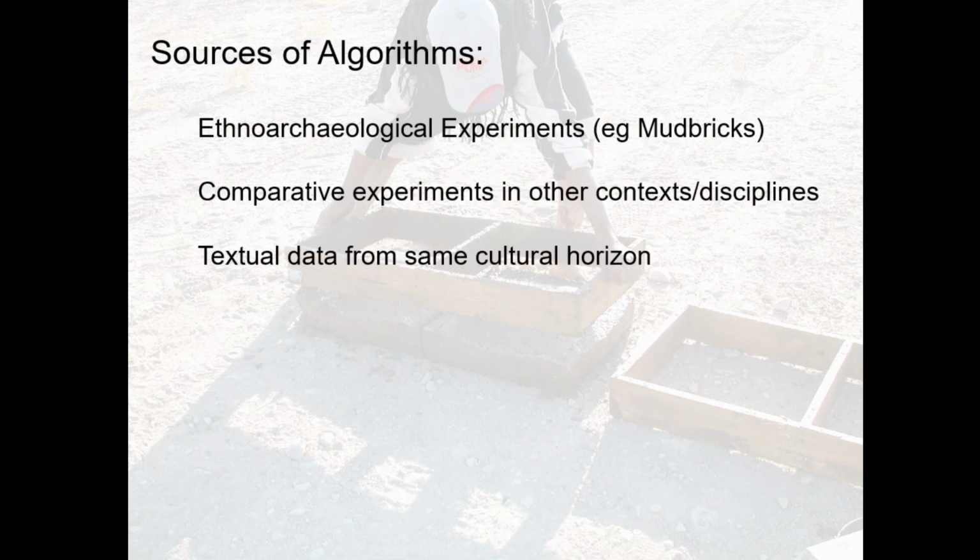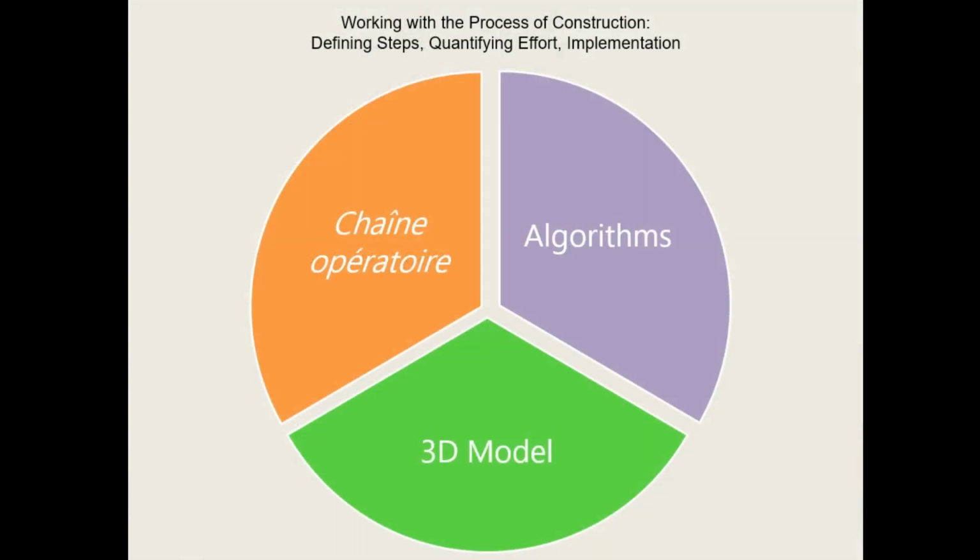The sources of the algorithms are varied. There are ethnoarchaeological experiments, that's the one we just saw. Some are comparative experiments in other contexts or disciplines, and some are textual data from the same cultural horizon. By putting these three aspects together, we can then understand the energetic cost of a building.